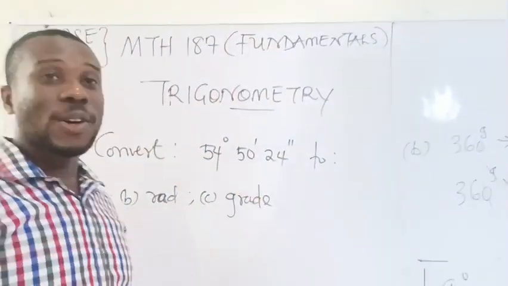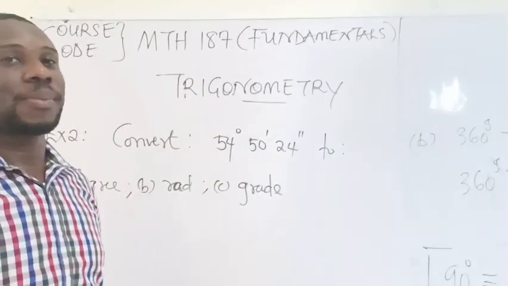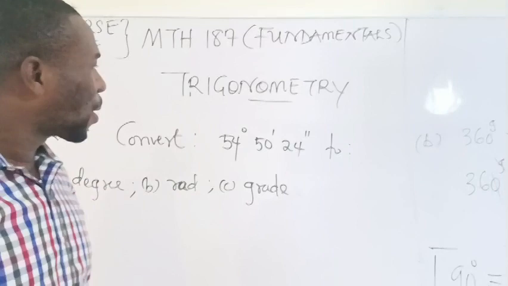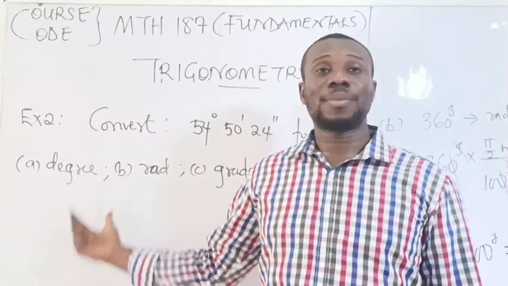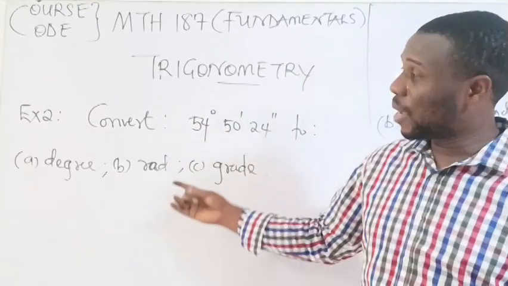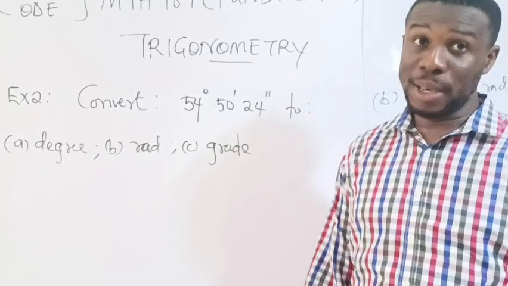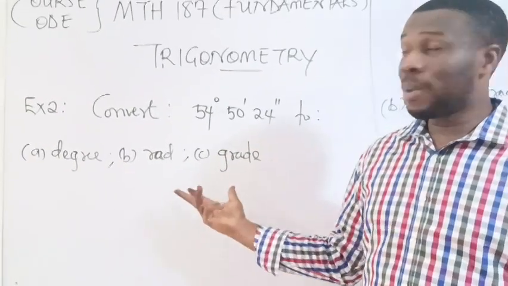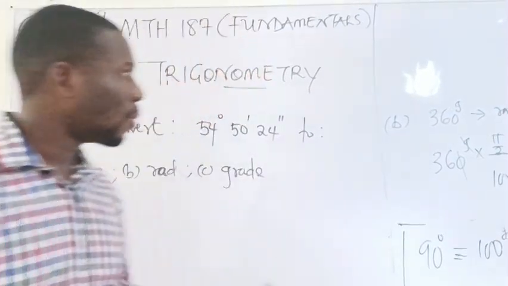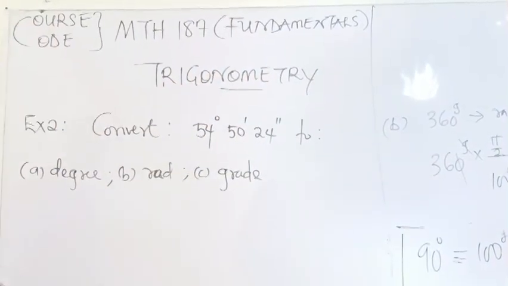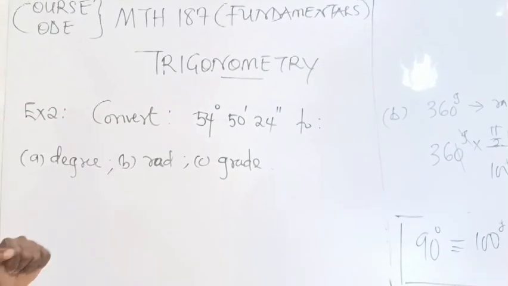So this will be the third part of the third lecture in trigonometry. We start off by talking about the two systems of units, the sexagesimal and the centesimal units for angle measure. And of course we talked about conversion and interconversion between these units. Now we will proceed from where we stopped in the second example.